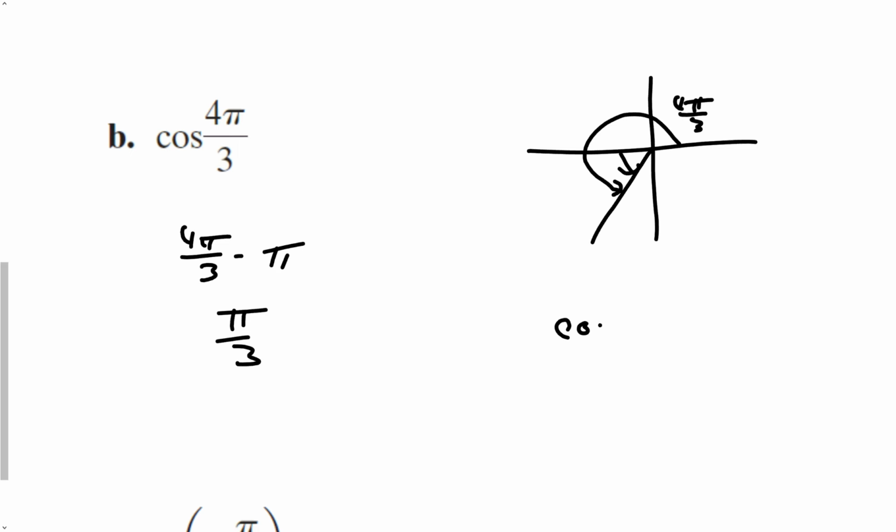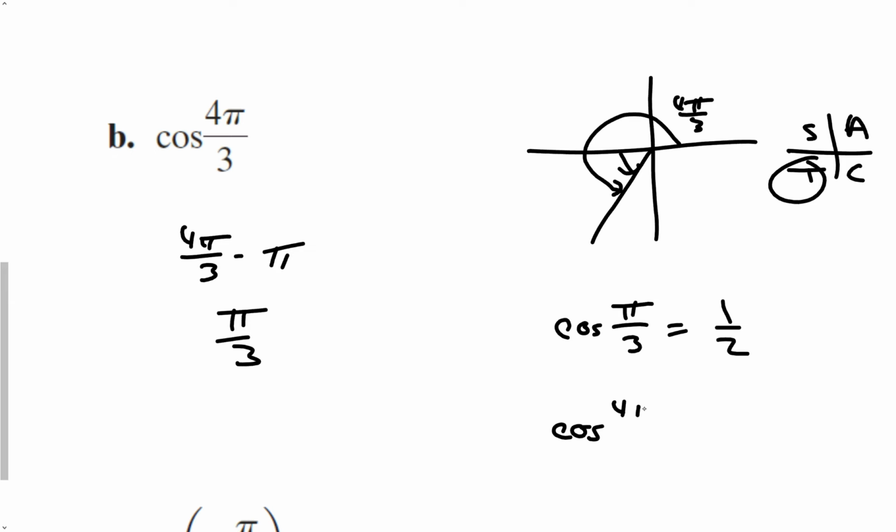So I'm looking for the cosine of pi over 3. The cosine of pi over 3, again, is one of those that you have to remember, and it is 1/2. Now I just must decide. I'm down there, which means the cosine is going to be negative. So the cosine of 4 pi over 3 is going to be negative 1/2 because I'm in the third quadrant. And that's all there is to it.